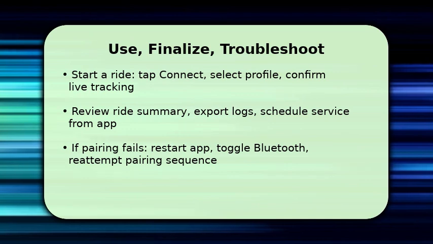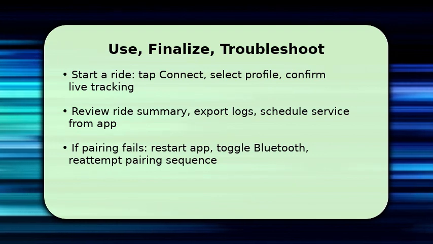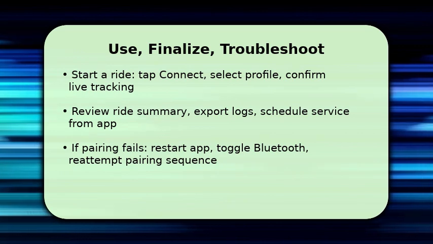Restart the app and device, toggle Bluetooth and location, then repeat the pairing sequence. This resolves most connectivity issues and forces a fresh sync, so you can continue using TVS Connect.